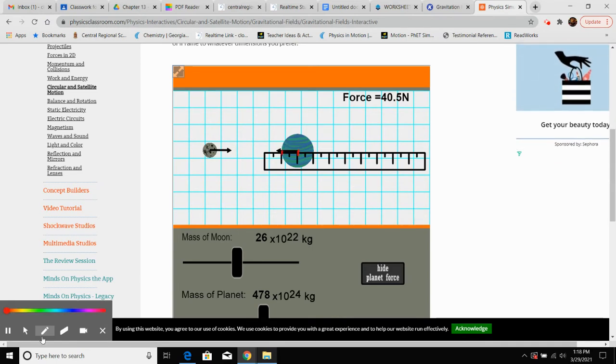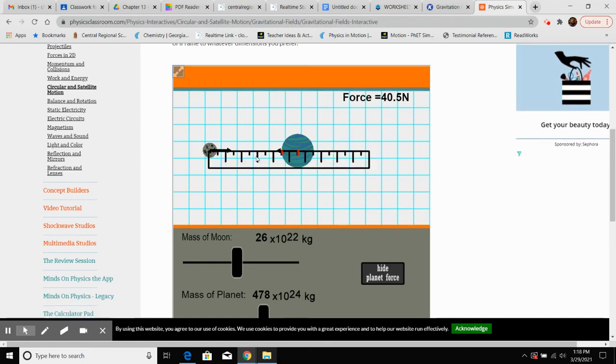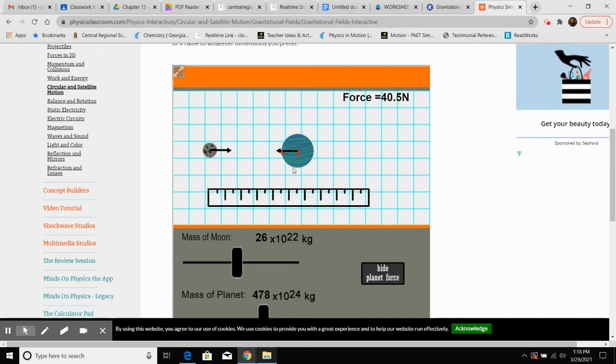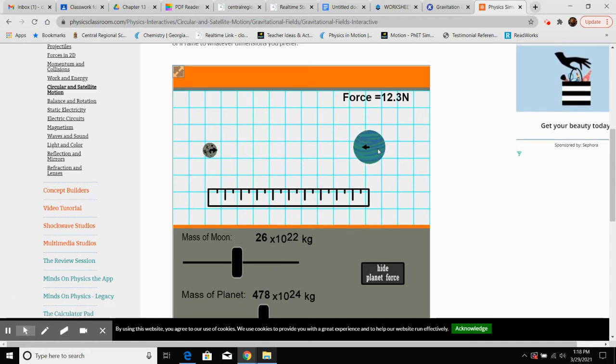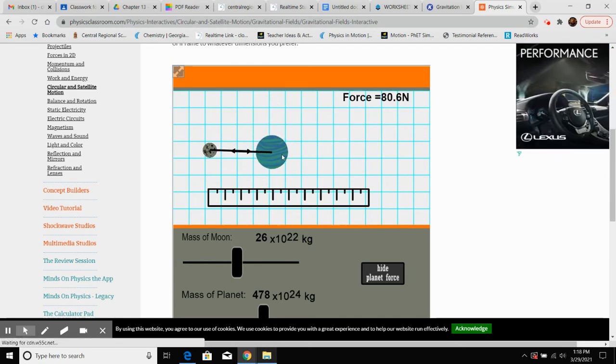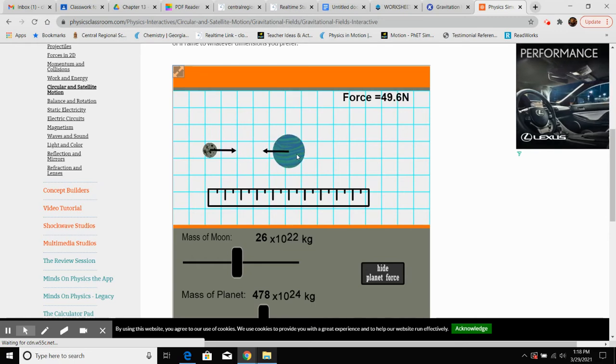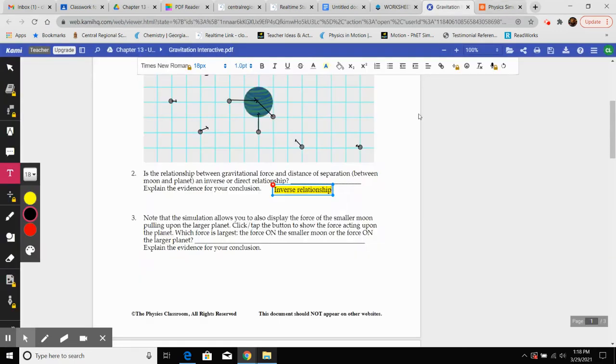So they happen to be the same magnitude. Now let's see real quick if I decide to go farther apart. Yeah, they seem to be the same size. So I would say that they happen to apply the same force on each other.